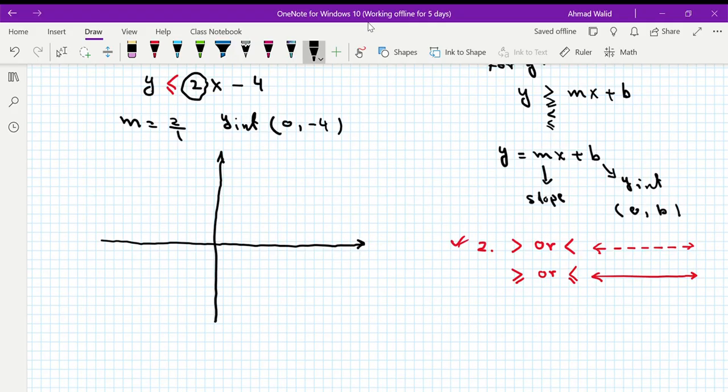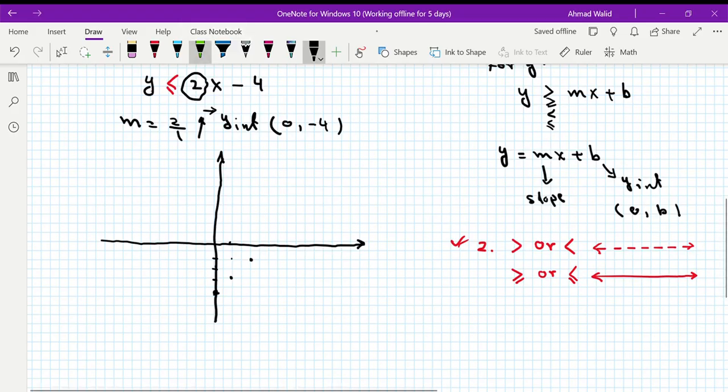y-intercept 0 and negative 4. Negative 1, negative 2, negative 3, negative 4. This is the y-intercept. Now, following the slope, 2 over 1 means go up, turn right, right? Go up 2, turn 1 right. Here. Then go up 2, turn 1 right. Here. Now, it's time to graph the line.